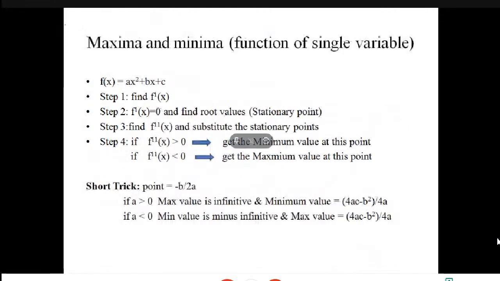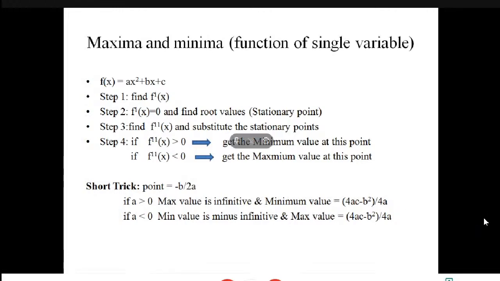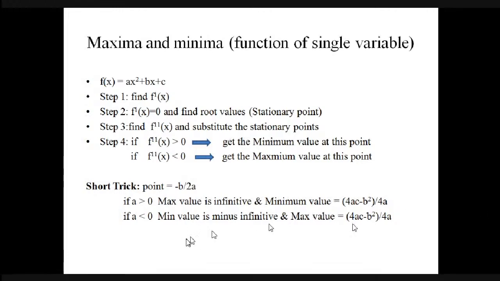How to find the maximum and minimum? First, we have to find the derivative of f of x. This is the normal procedure. First, we have to find f dash of x. Here f of x is the given function, ax squared plus bx plus c. This is example one.